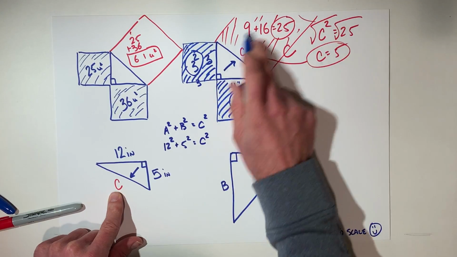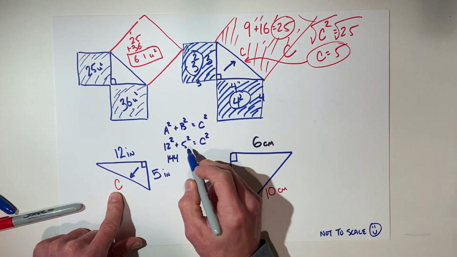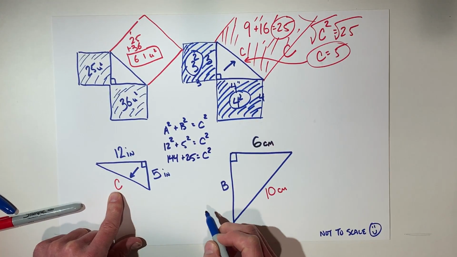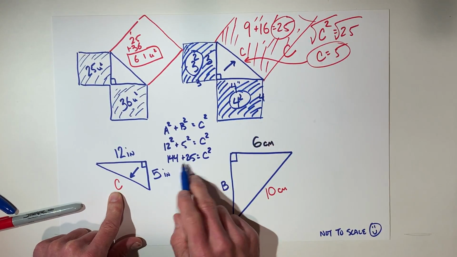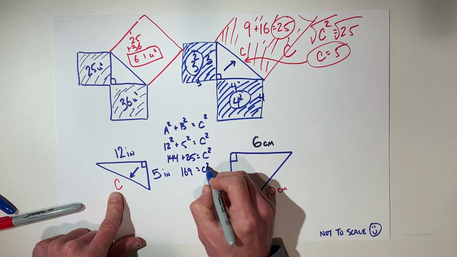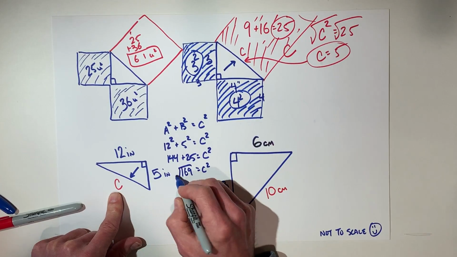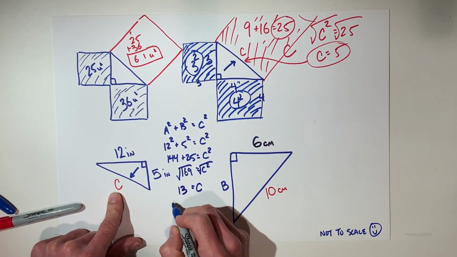So now I do kind of like I did here. 12 squared, 12 times 12, is 144. 5 times 5 is 25 equals C squared. 144 plus 25 is kind of like how we added them here. 144 and 25 is 169 is C squared. And then like I finalized this over here, I square rooted both sides to get rid of the square. And I get C is, and this is one we've memorized, 13.